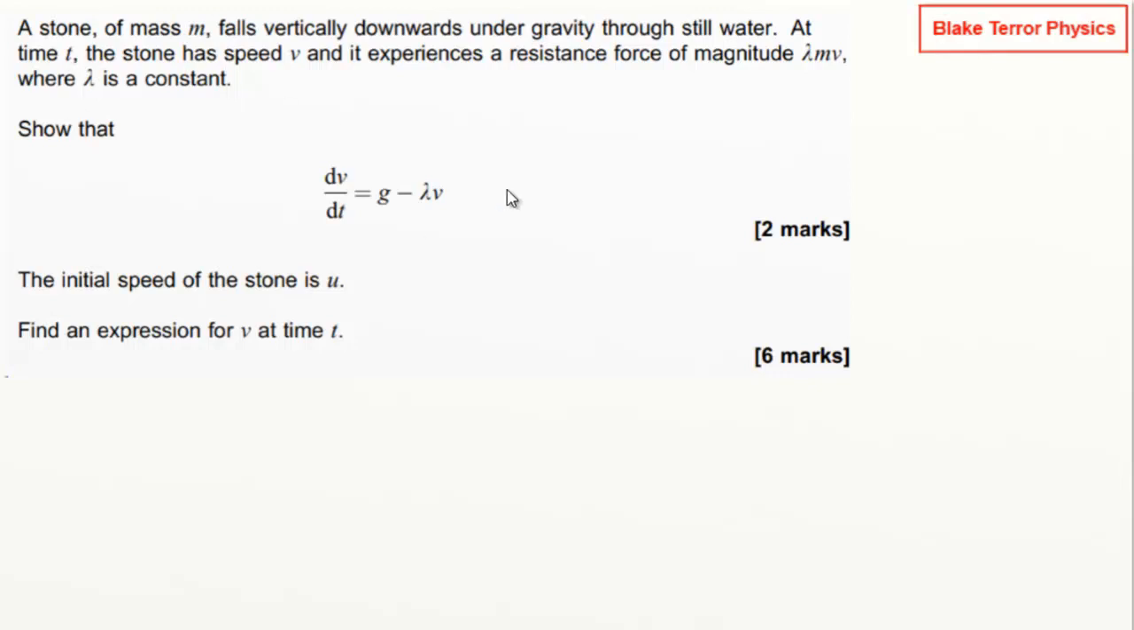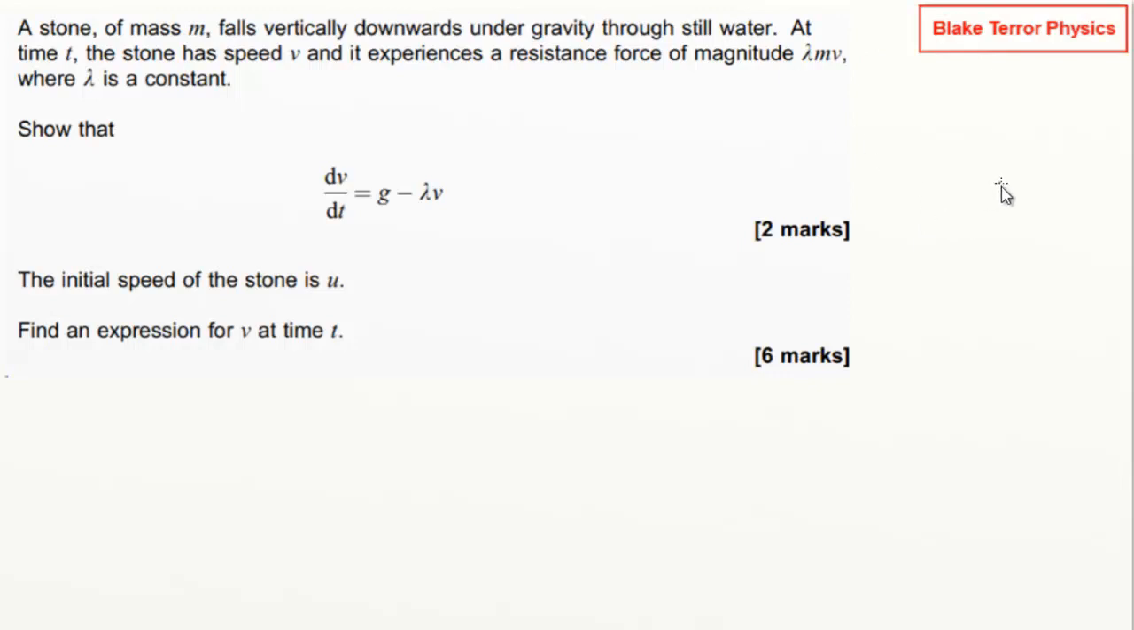We've got a stone of mass m falling vertically downwards under gravity through still water. At time t, the stone has speed v, and experiences a resistance force of magnitude lambda mv. So the resistance force is a function of the speed. Lambda is some kind of constant. Now that might have something to do with the viscosity of the liquid, of the water.